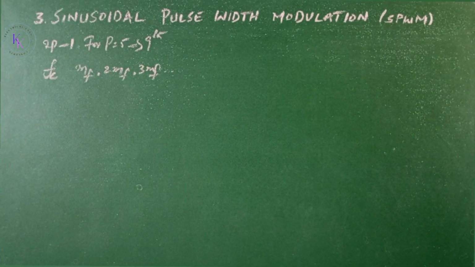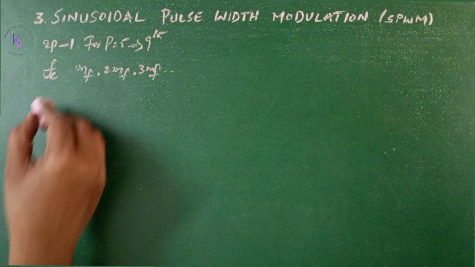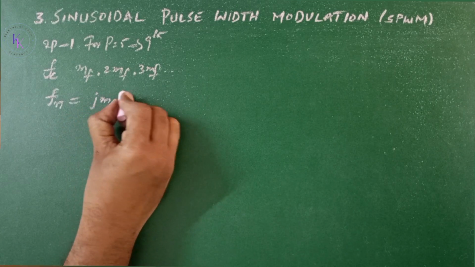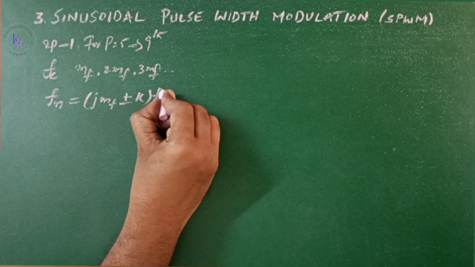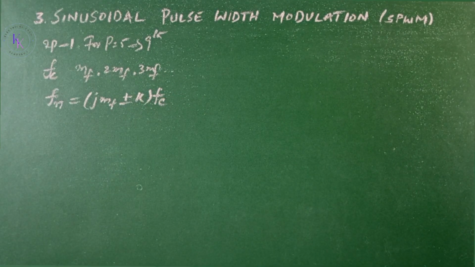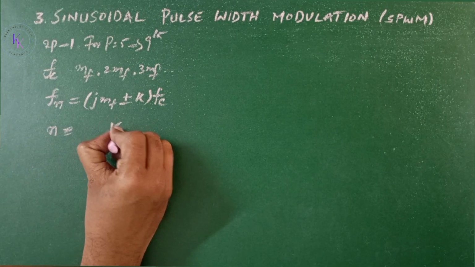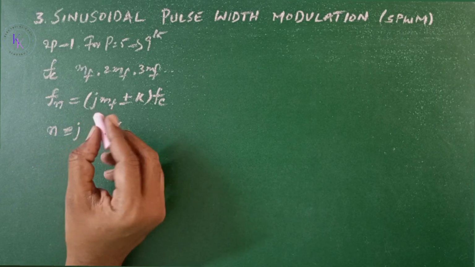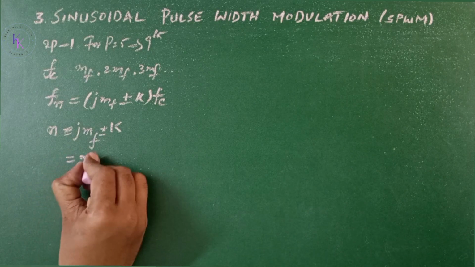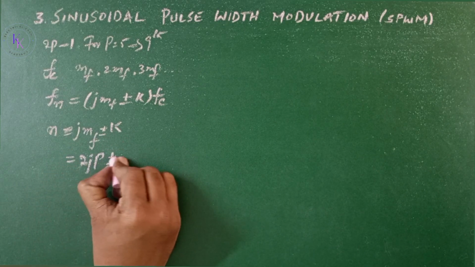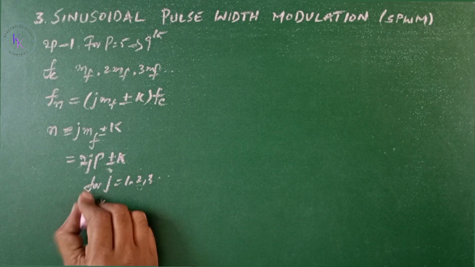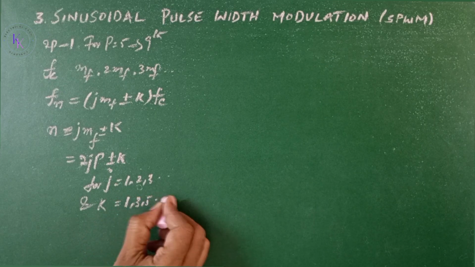The frequency at which the voltage harmonics occur can be related by fn equals j mf plus or minus k of Fc, where Fc is the carrier frequency, where the nth harmonic equals the kth sideband of the jth times the frequency modulation ratio mf, which equals 2jp plus or minus k, for j equals 1, 2, 3 and so on, and k equals 1, 3, 5 and so on.